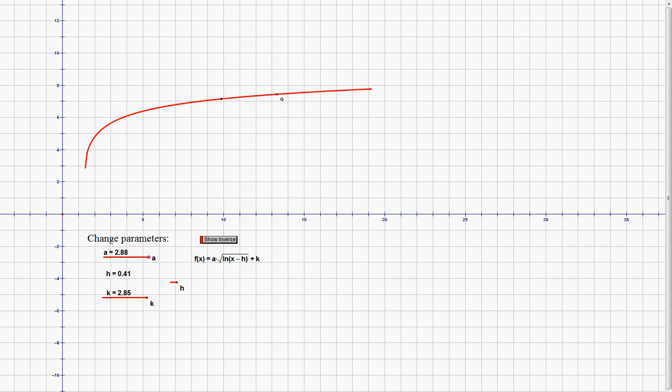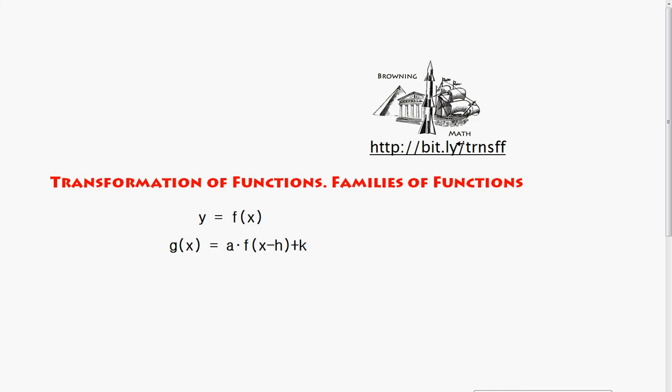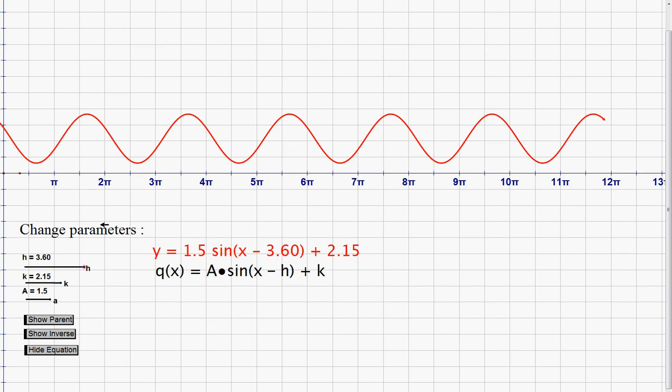So again, if you want to play with these functions and learn how they react to the change of the parameters, you are free to go to http bitly trans function and download the file and play with it and learn everything that you need to know about families of functions. The very last one, I didn't mention this one.